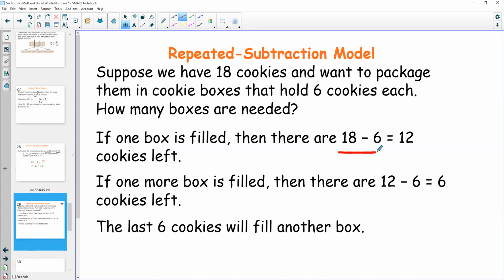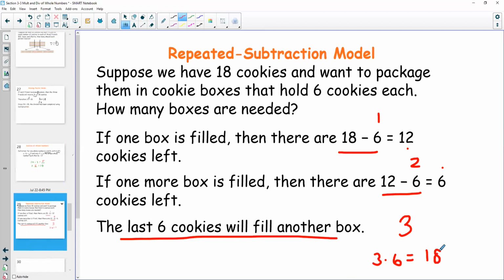So she takes 6 away, that's 1 box, and she's got 12 left. Then she fills another box, takes 6 away, has 6 left, that's 2 boxes. The last 6 cookies fill another box, so that's 3 boxes. 3 boxes of 6 cookies is 18 cookies. And you see that as I say stuff like that, I write out the equations. It's really important that you get kids to represent their math, the words that they're saying, in symbols.